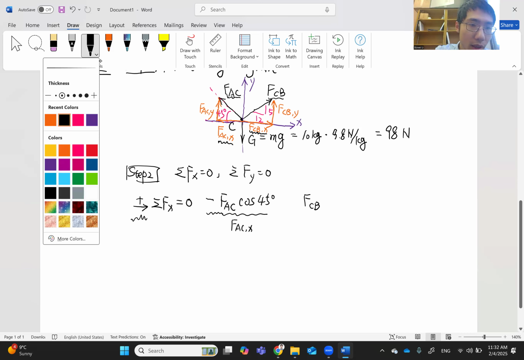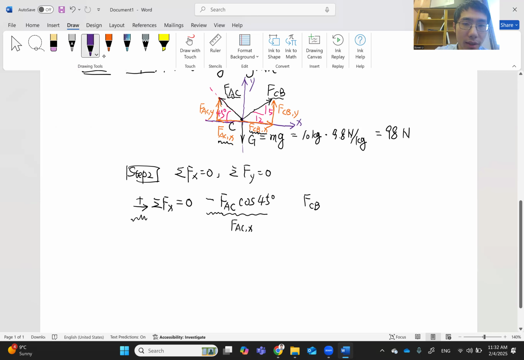Now I would like to appreciate the feedback from our students, who suggested another way that we can approach this and unify it with the case where we know an angle. So I denote the angle between FCB and FCBX to be theta here.